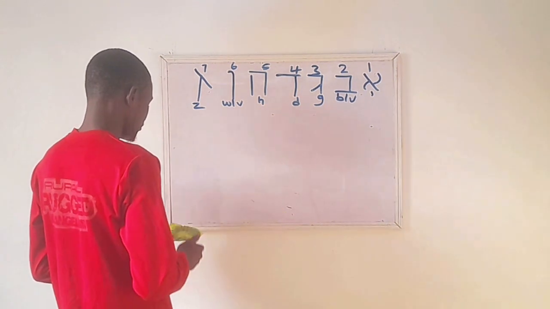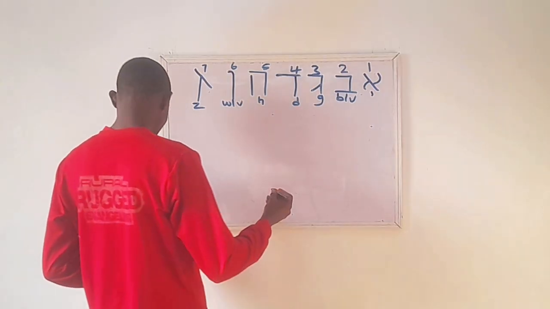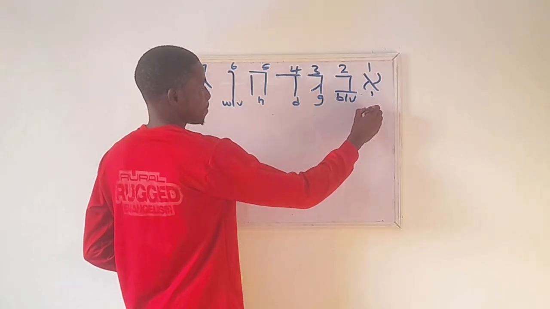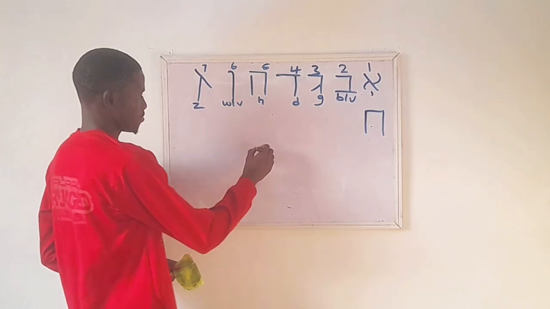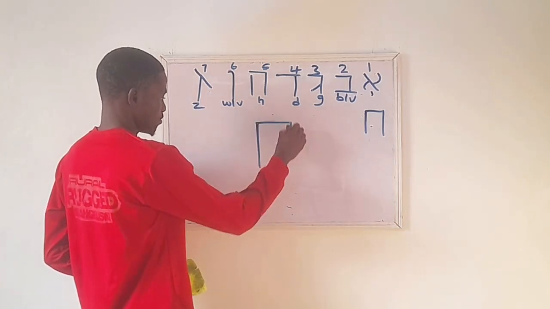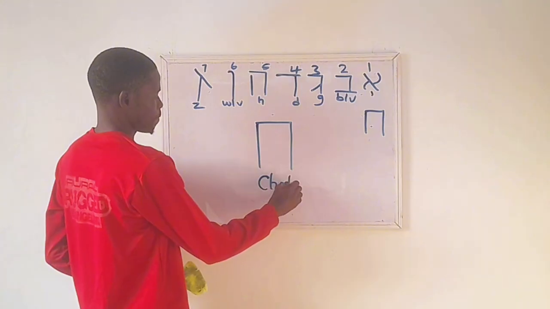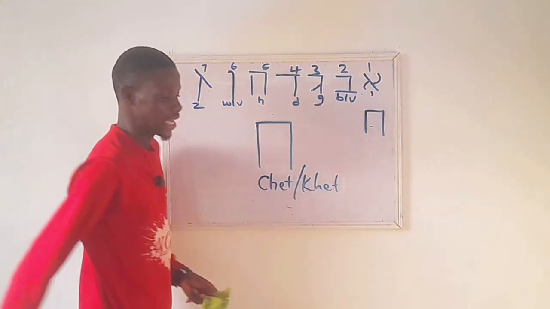After Zayin, I write the next one, which is Khet. It's written like this. Some people write it as K-H-E-T. Khet.